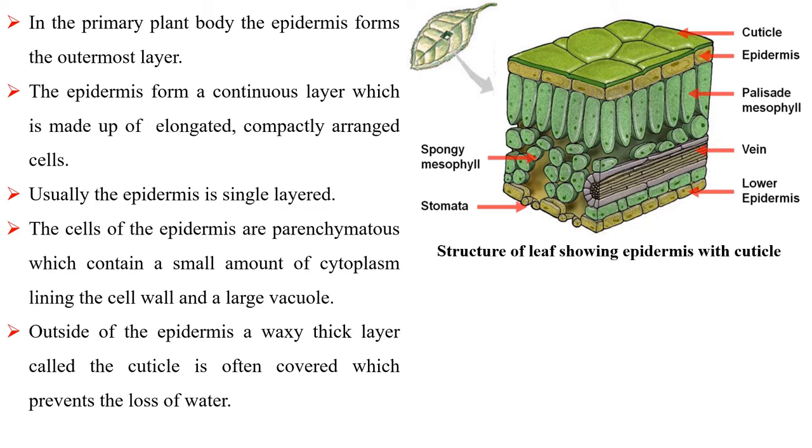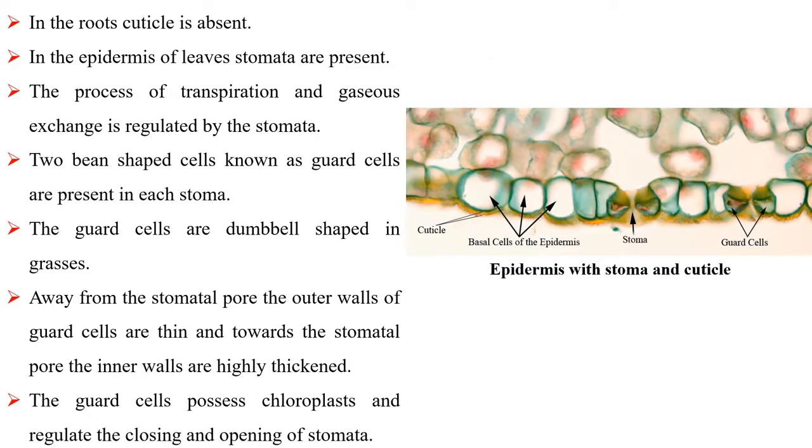The cells of the epidermis are parenchymatous, containing a small amount of cytoplasm lining the cell wall and a large vacuole. Outside of the epidermis, a waxy thick layer called the cuticle is often present, which prevents the loss of water. In the roots, the cuticle is absent. In the epidermis of leaves, stomata are present. The process of transpiration and gaseous exchange is regulated by the stomata.